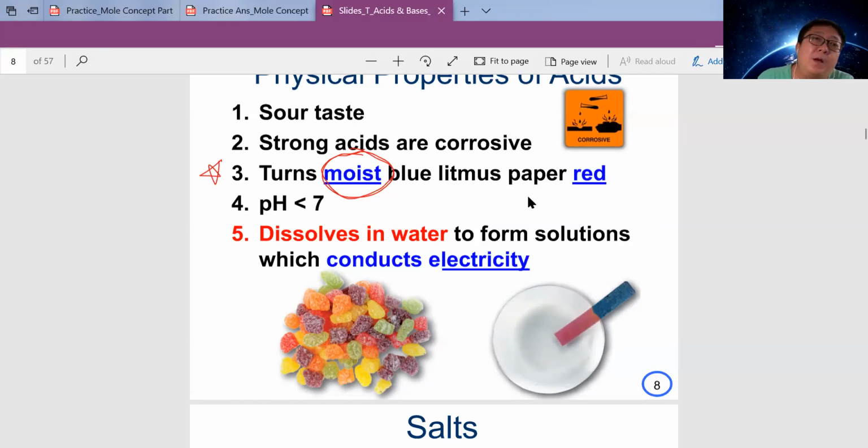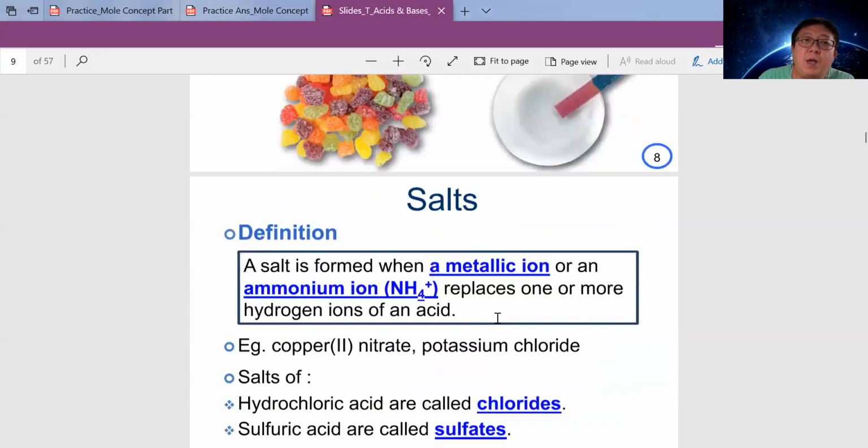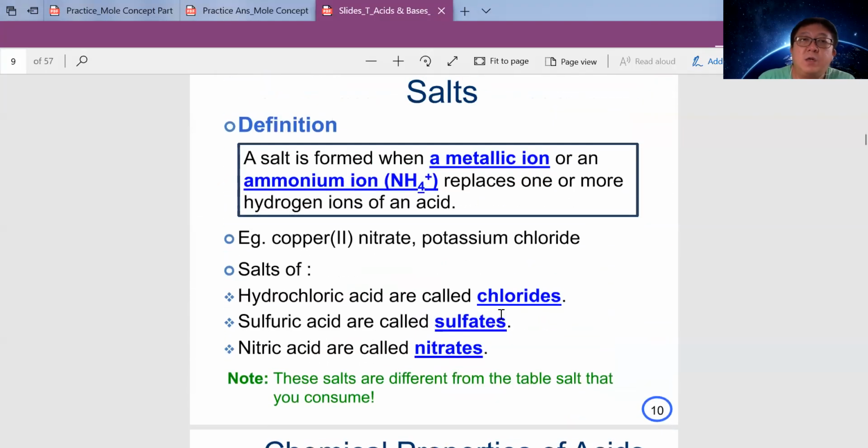Also remember, pH is less than 7, dissolves in water to form a solution that conducts electricity. That is because you have ions present. So this is a salt definition. These are common salts that we find in our lab, and you need to understand the formulas. Common ones are your chloride, sulfate, and your nitrate.